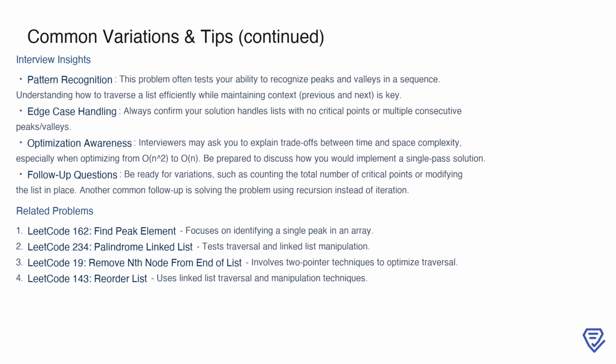Additionally, you should be prepared to discuss optimizations. For example, transitioning from an O(n²) brute force approach to an O(n) single-pass solution demonstrates an understanding of trade-offs between time and space complexity. Follow-up questions are also common. You might be asked to modify the problem, such as counting the total number of critical points, manipulating the list in place, or solving the problem recursively instead of iteratively. Lastly, related problems like finding a single peak element, checking if a linked list is a palindrome, or using two-pointer techniques are worth reviewing, as they often share similar traversal and manipulation concepts.